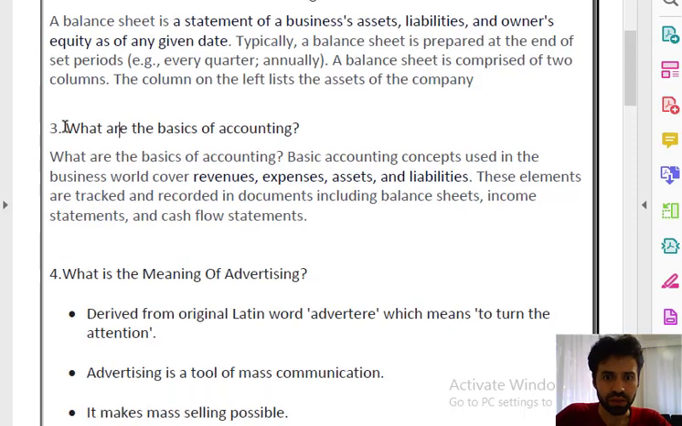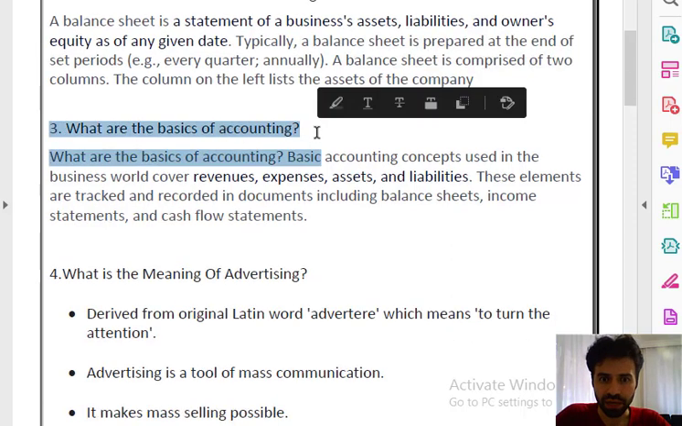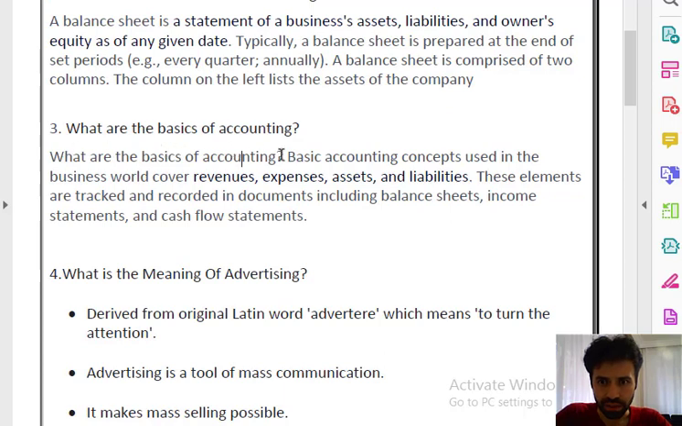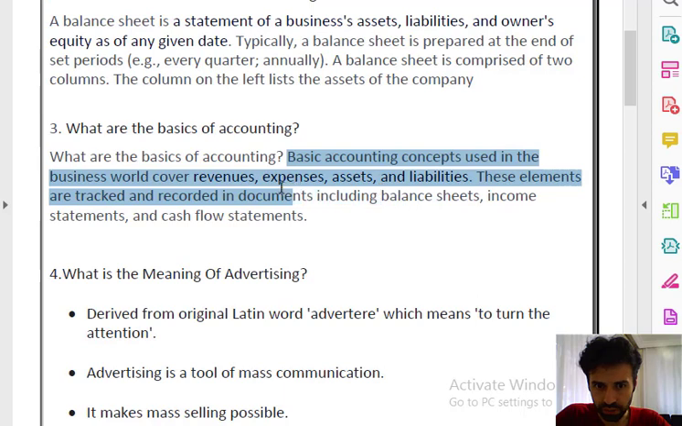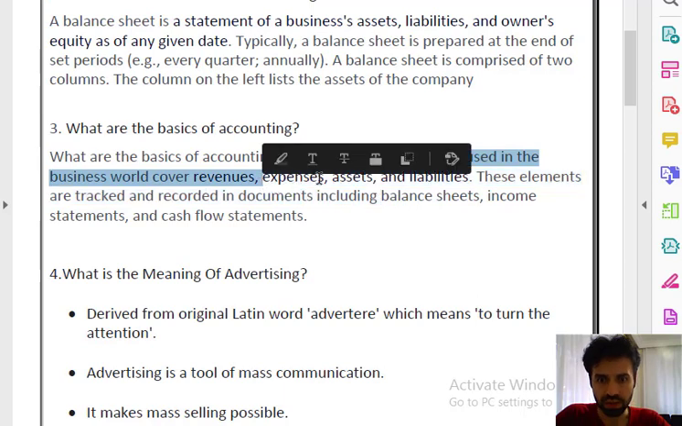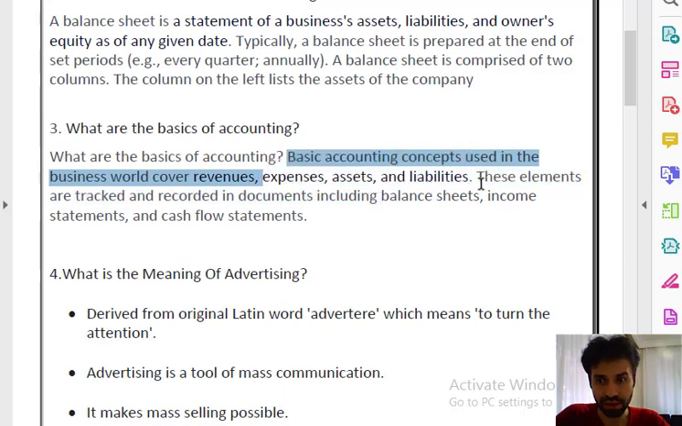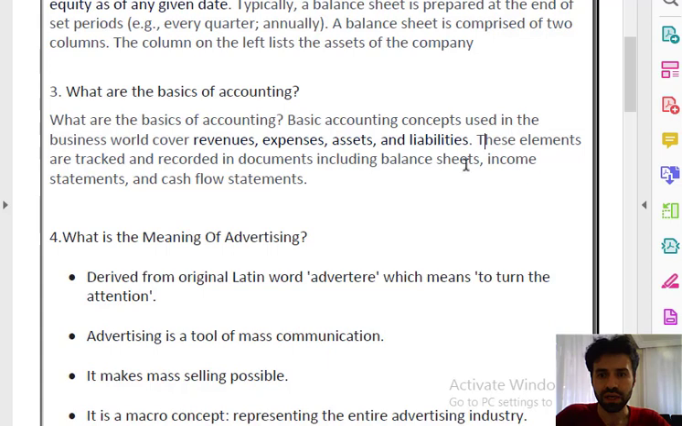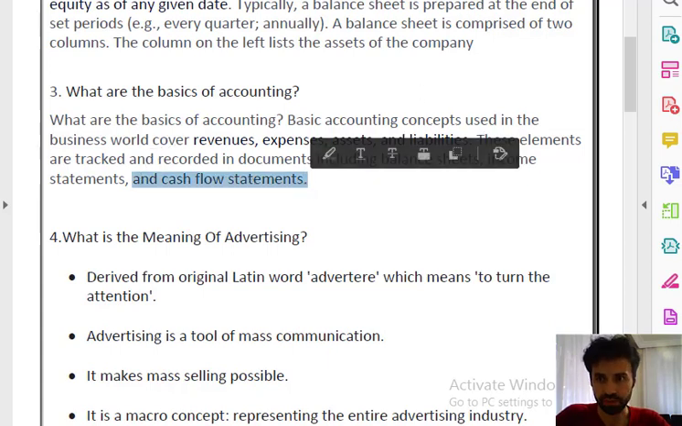Number 3, what are the basics of accounting? The basic accounting concepts used in business cover revenues, expenses, assets, and liabilities. These elements are tracked and recorded in documents including balance sheets, income statements, and cash flow statements also.